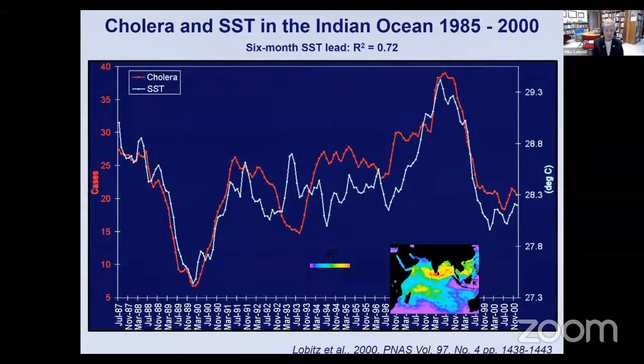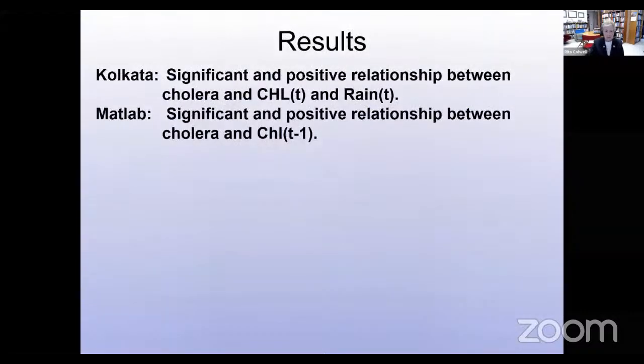The red line is the cholera cases in the villages along the Bay of Bengal. The blue line is the water temperature in a 1-mile quadrant just off the coast in the Bay of Bengal, measured by sensors in the Landsat satellite that had been launched in the 1985 era. We were able to get extremely useful results showing a very significant relationship between cholera, chlorophyll, and rainfall.